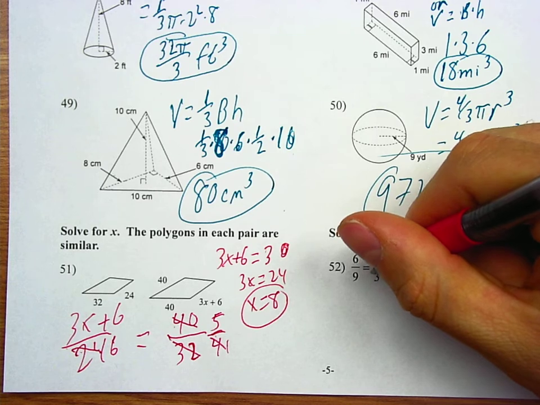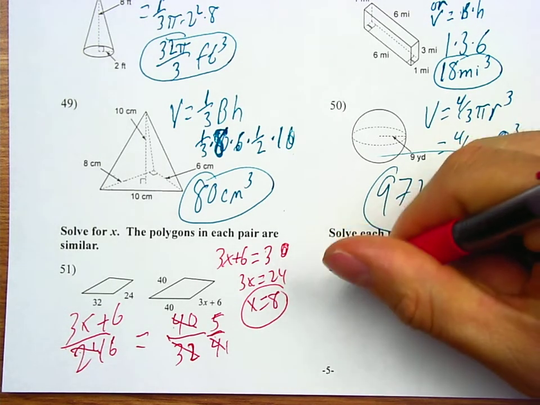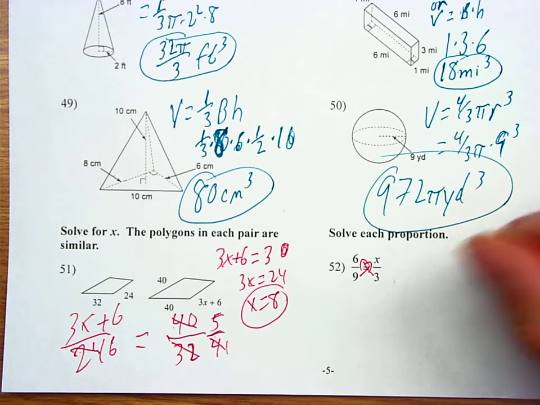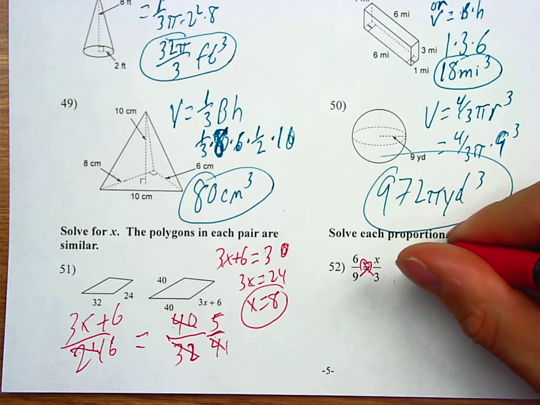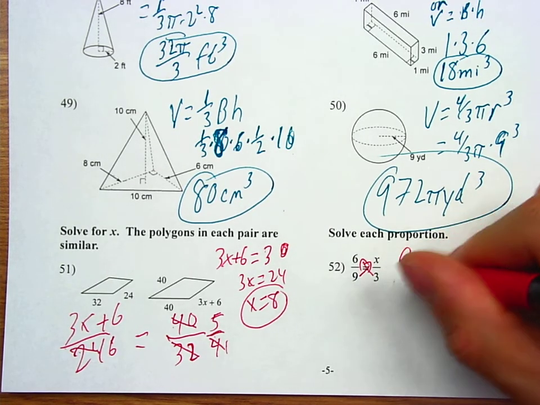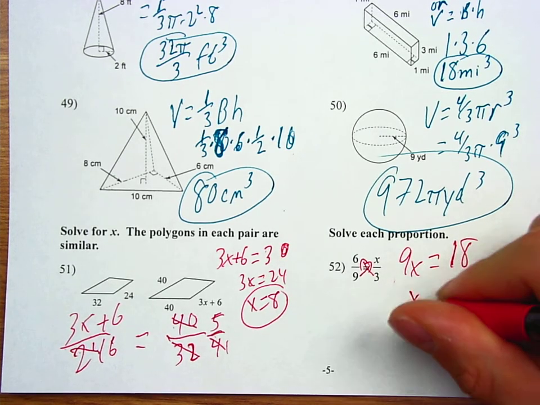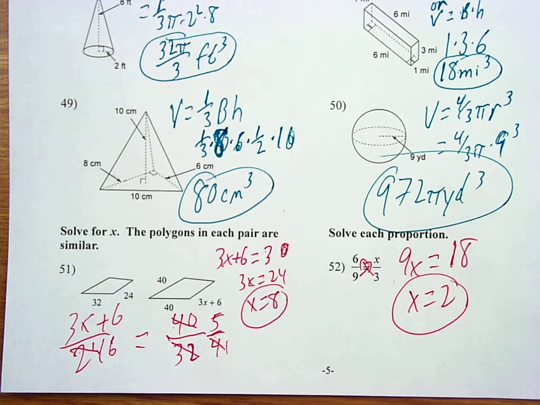All right, question 52, cross multiply. You can also reduce before you cross multiply like I did in the last question, but these numbers are much smaller than in the last question, so there's no real reason to. So 9 times x is 9x, and then 6 by 3 is 18. So x is 2. When I divide 18 by 9, I get 2.